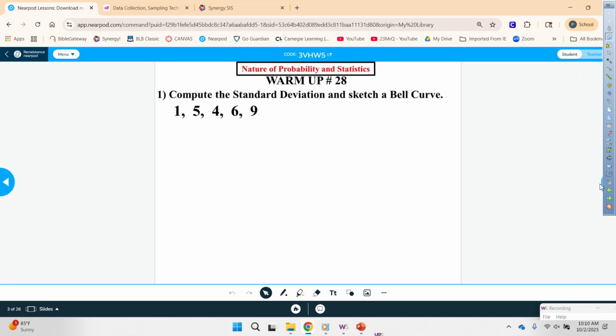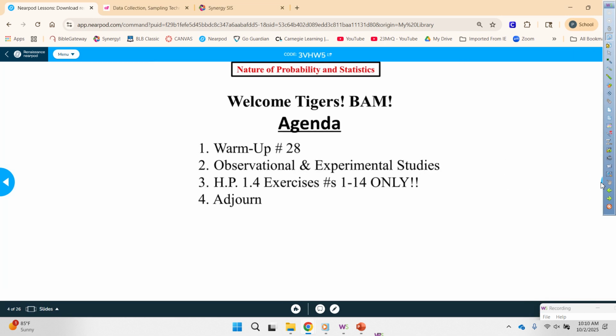Appreciate it. Copy the agenda, please. Warm-up number 28. We're trying to wrap up observational and experimental studies. Tonight's home plate is 1.4. Numbers 1 through 14 only. 1 through 14 only.